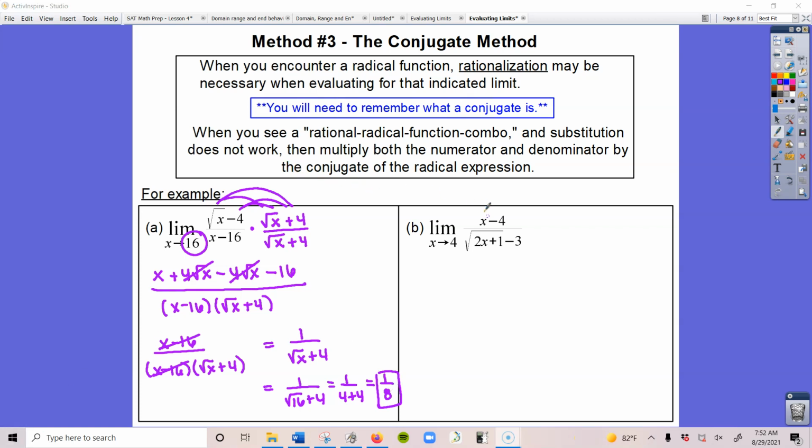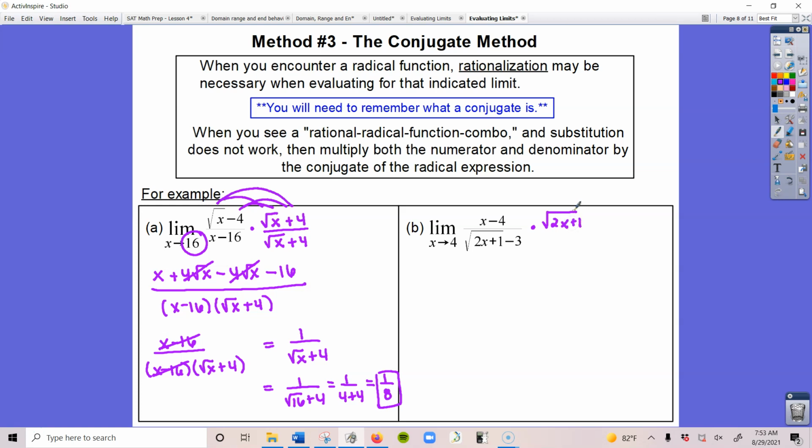Now let's look at this next example. I'm going to multiply the conjugate of the square root here. Now I know I'm going to use the conjugate method because if I were to plug in 4 into the radical, I would get 2 times 4, which is 8, plus 1 is 9, and the square root of 9 is 3, which would give me 3 minus 3 and 0 in the denominator. Therefore, let's multiply by the conjugate, which is the square root of 2x plus 1.